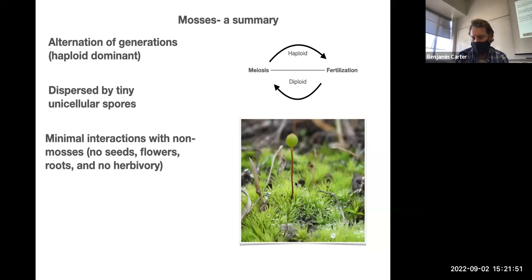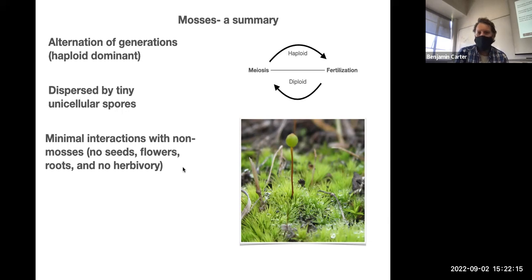So the haploid and diploid phases are morphologically very different from one another. And so the sporophyte, the diploid generation, is just around for meiosis, essentially. So it's kind of the opposite to the way our life cycle is. They also disperse by little unicellular spores. So they're wind dispersed, which will come into play in a minute.